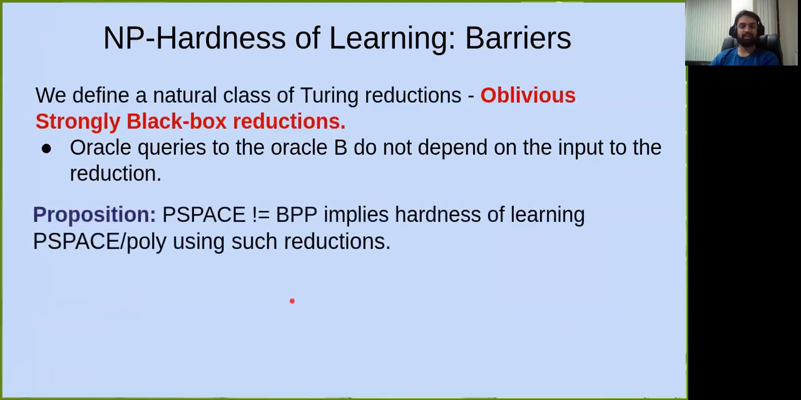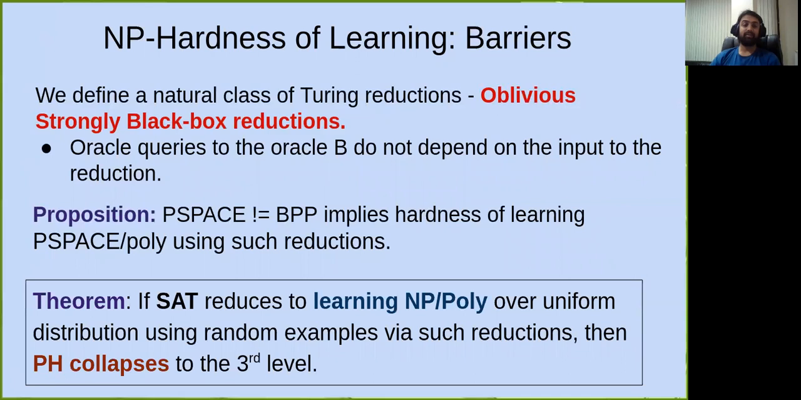Such reductions may seem very restrictive because of course you'd like the queries to depend on the input, but what we show is that the result which we saw earlier, that PSPACE is not equal to BPP implies hardness of learning PSPACE/poly, actually uses these reductions. So these reductions have been utilized previously to show hardness of learning. And if we try to extend this to show the NP-hardness of learning NP/poly over the uniform distribution using random examples with such reductions, then PH collapses to the third level. So in some sense, this gives a barrier to using currently used techniques for hardness of learning to reduce from SAT to learning NP/poly using random examples.